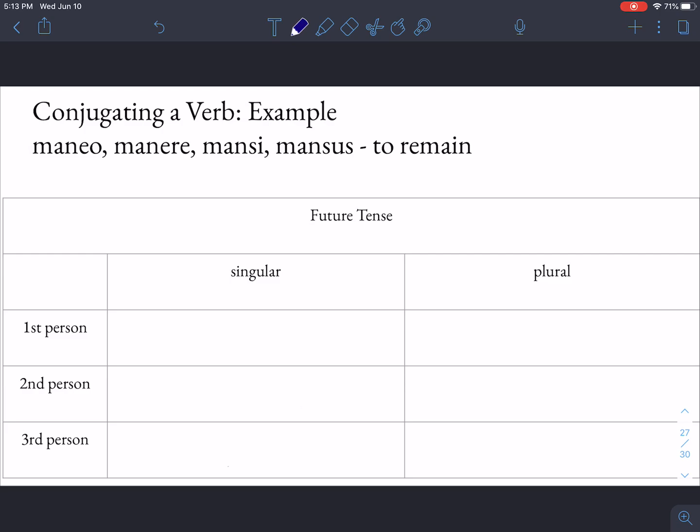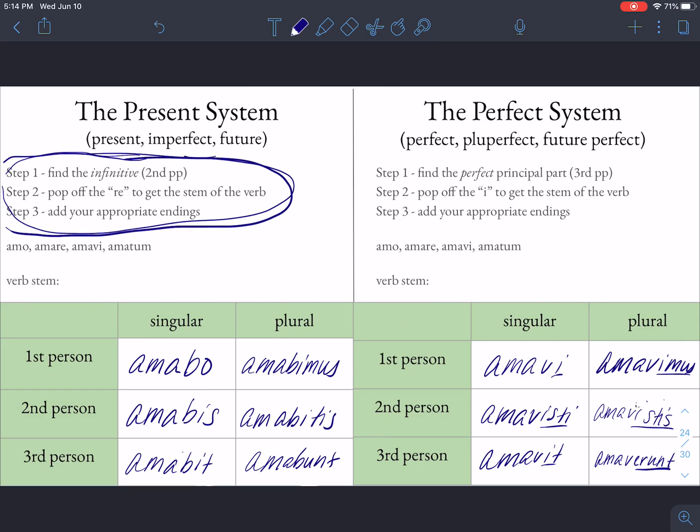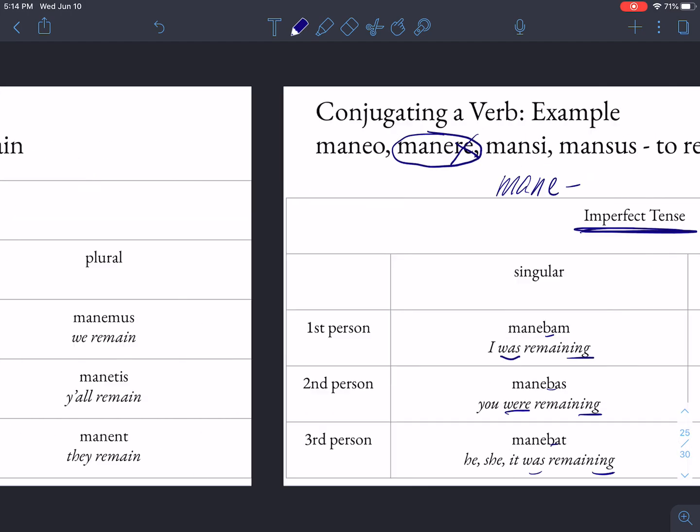Now, two more tenses to go. We're almost done. All right. Now, maneo, manere in the future tense, okay. Remember, the future tense is still part of the present system, so we're still going to use these conjugating steps.